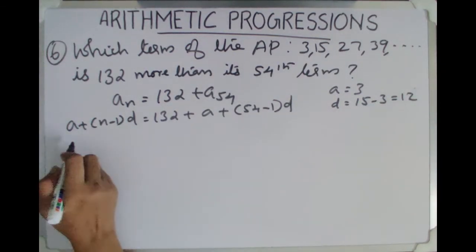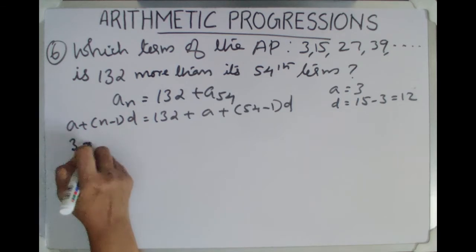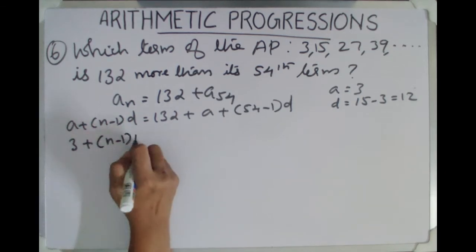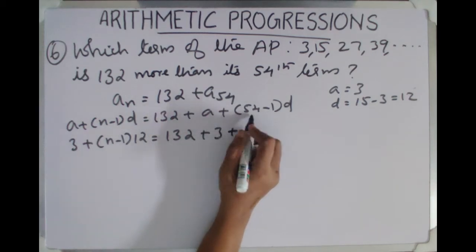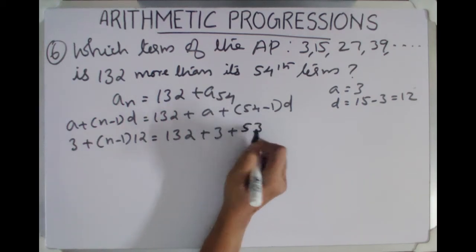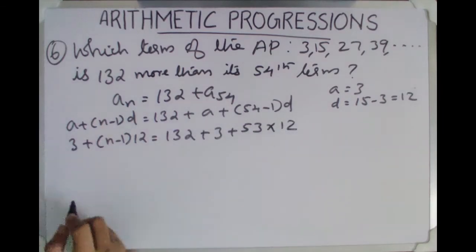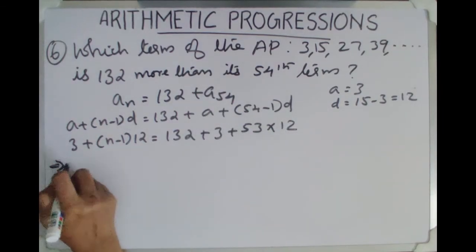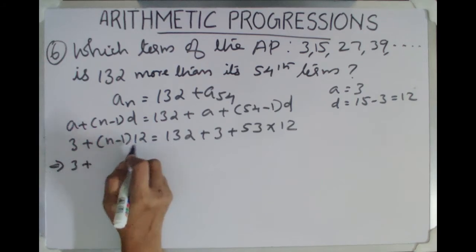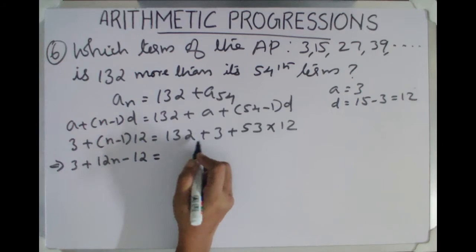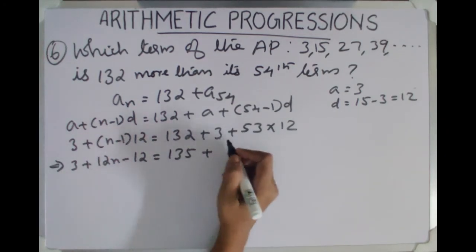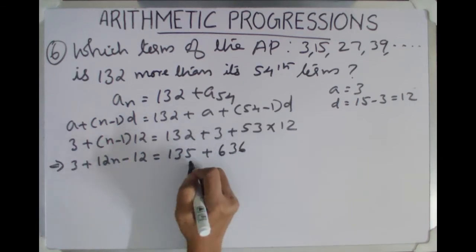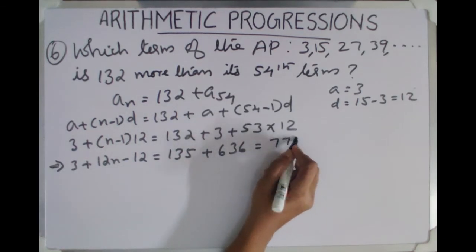We can substitute the values of a and d here. Then 3 plus (n minus 1) into 12 equals 132 plus 3 plus (54 minus 1), that is 53, into 12. This implies 3 plus 12n minus 12 equals 132 plus 3, that is 135, plus 53 into 12, which is 636. This is equal to 771.